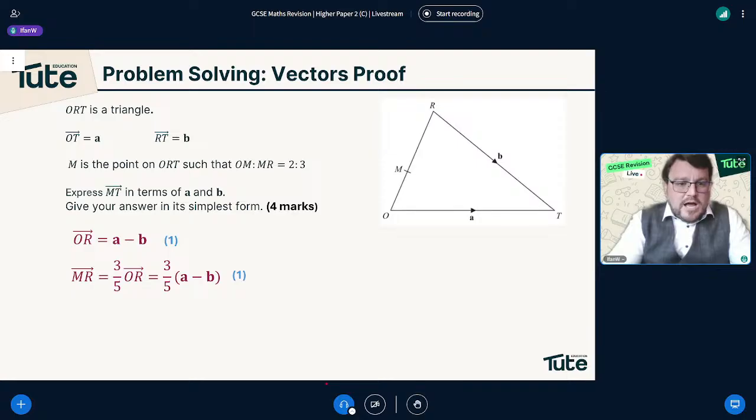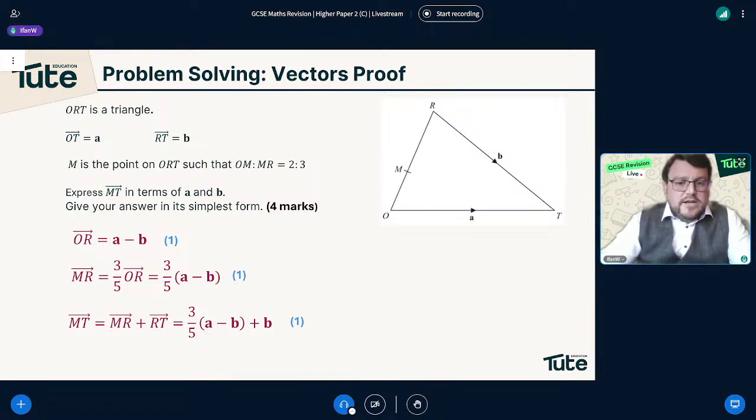Now, M to R has to go 3/5 of the way along O to R. So it's 3/5 of a take away b. Right? Now, M to T would have to be M to R plus R to T, which is 3/5 of a take away b, plus b.